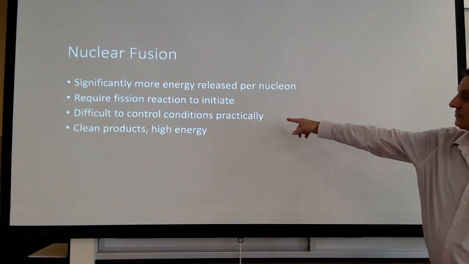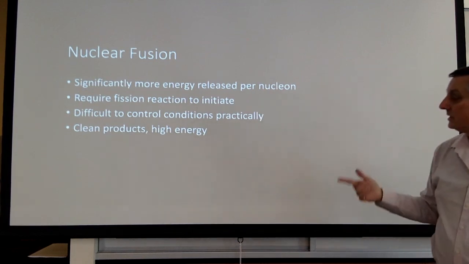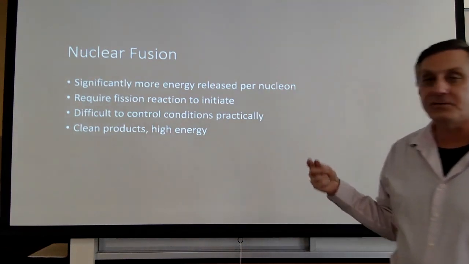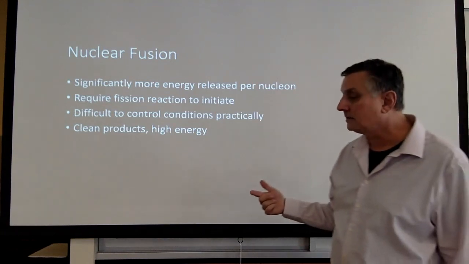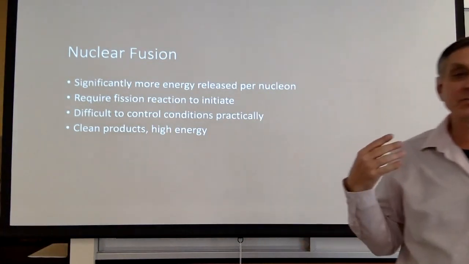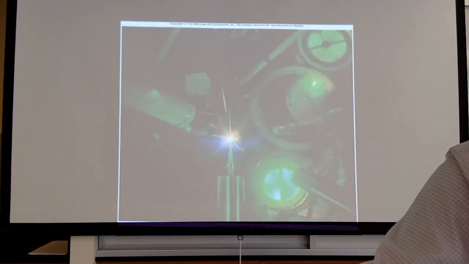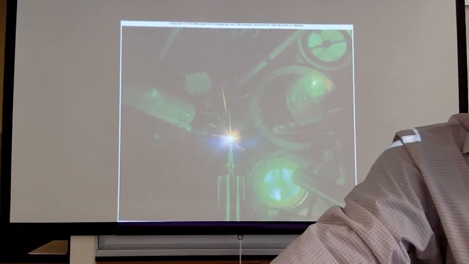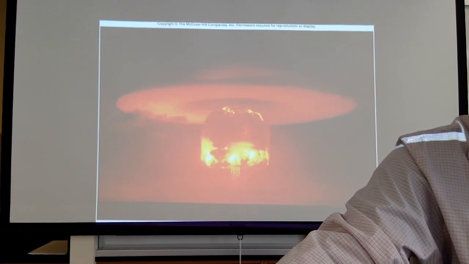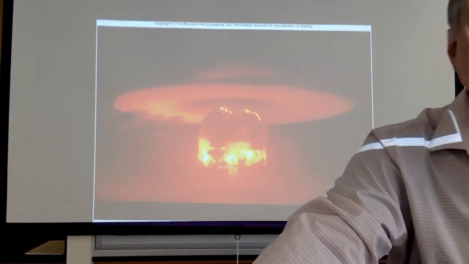In practice, it's really difficult to control this. There are several locations around the world, including Princeton and California. They have fusion reactions where they're trying to control this. Once you get it going, it can be maintained, but it's very difficult to isolate it. The results: you get very clean products and a tremendous return on your investment as far as energy is concerned. Okay, and here's where they're trying to control the fusion reaction with lasers. The fusion bomb is at least an order of magnitude more powerful than a fission bomb.